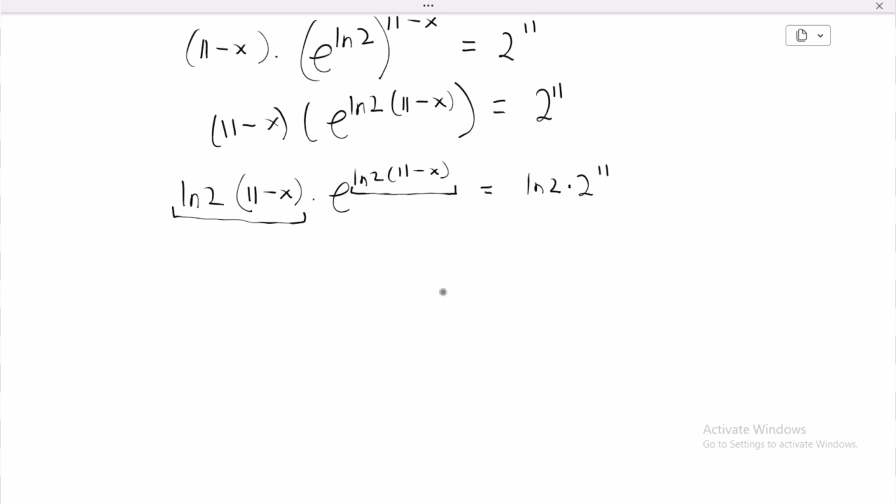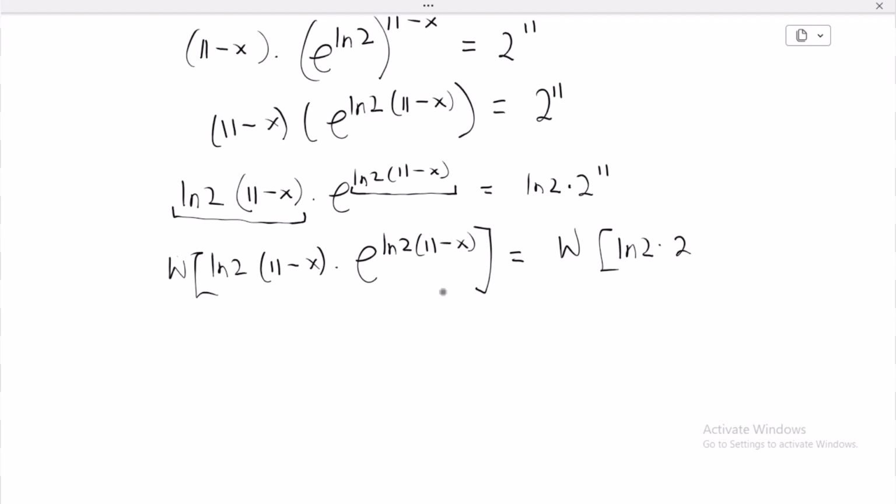So now I can go ahead and take the Lambert W function on both sides. So when I do that, I'm going to have the Lambert W function of natural log of 2 multiplying 11 minus x, that expression multiplying e to the power natural log of 2 multiplying 11 minus x to be equal to the Lambert W function of the right side, which is natural log of 2 multiplying 2 to the power 11.